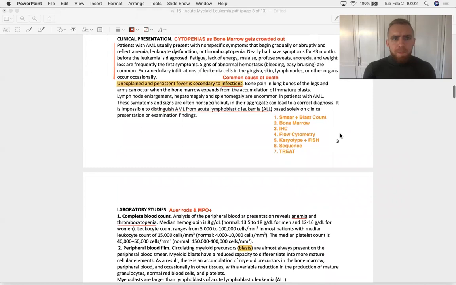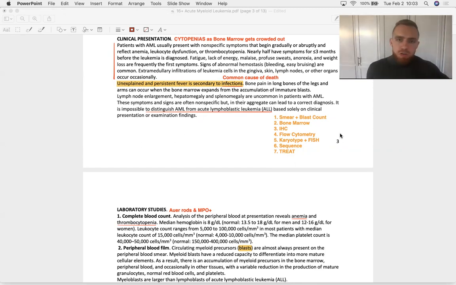You can handle them. How does AML present? Well, like any other leukemia, it's a bone marrow problem. And so you're going to see cytopenias because your bone marrow is getting wiped out by cancerous cells. How could you not see cytopenias? So patients always have a little bit of an anemia. They almost always have a thrombocytopenia. And sometimes they'll have a low white count. Other times they can have a very elevated white count.